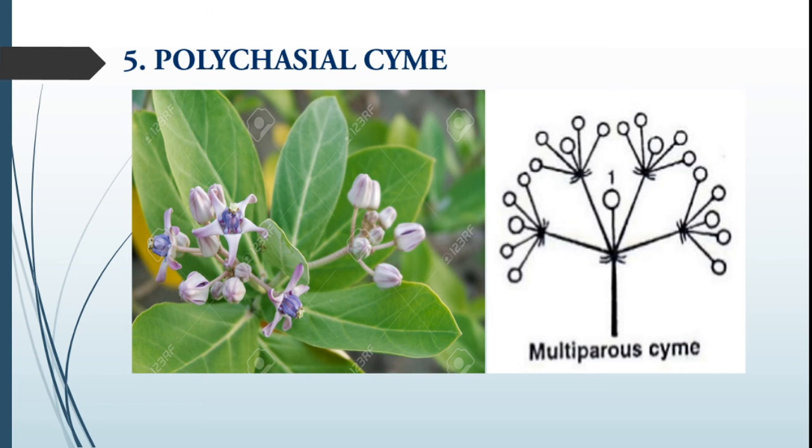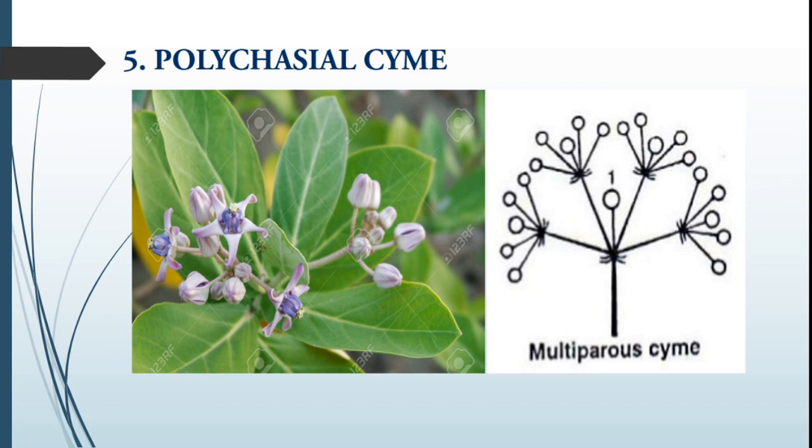One is the simple cyme. In simple cyme, only three flowers are seen. Example, Jasminum. The second one is the dichasial cyme. In dichasial cyme, the main peduncle ends in a flower and two lateral branches arise, and the two lateral branches function as simple cymes. In monochasial cyme, only one lateral branch arises. Monochasial cyme can be categorized into two categories, that is scorpioid cyme and helicoid cyme.